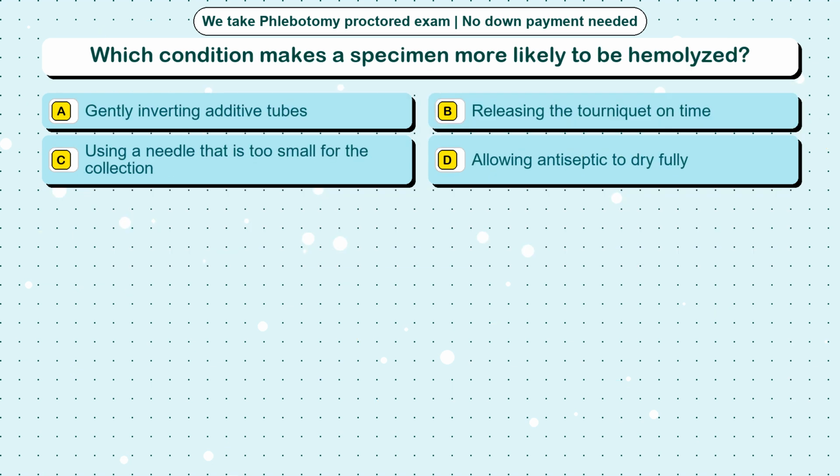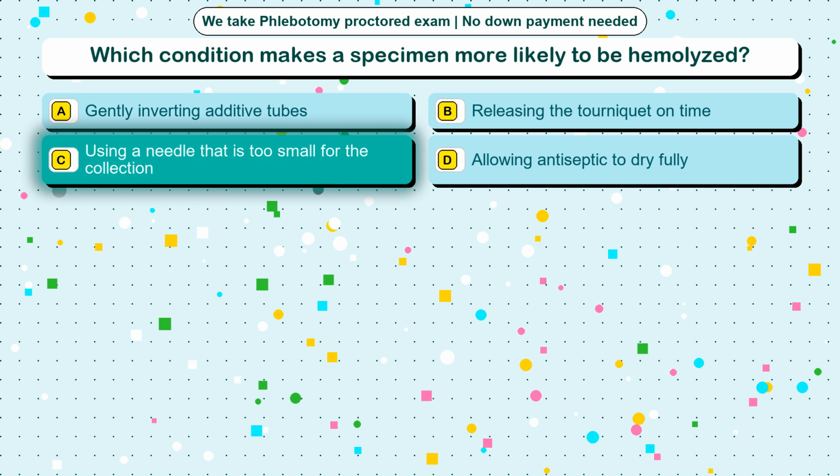Question 27. Which condition makes a specimen more likely to be hemolyzed? Option A. Gently inverting additive tubes. Option B. Releasing the tourniquet on time. Option C. Using a needle that is too small for the collection. Option D. Allowing antiseptic to dry fully. The correct answer is option C.